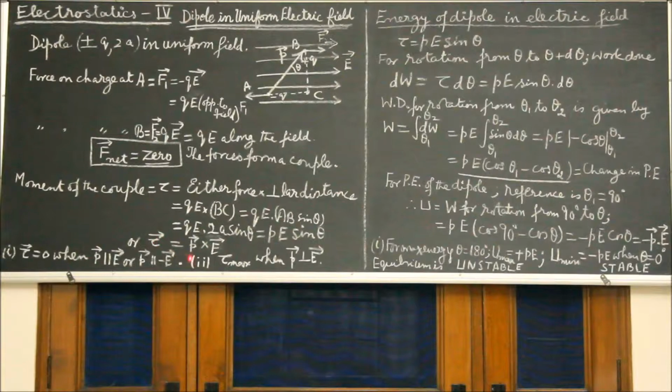Here the torque tau will always be perpendicular to P and it will also be perpendicular to E. This is by the cross product rule applied to P cross E, or that is the right hand rule applied to P cross E. The torque is 0 when theta is 0, that is P is parallel to E, or P anti-parallel to E, that is theta is 180 degrees. And the torque becomes maximum when the dipole moment is perpendicular to E. The maximum value of torque will be P into E and minimum will be 0.